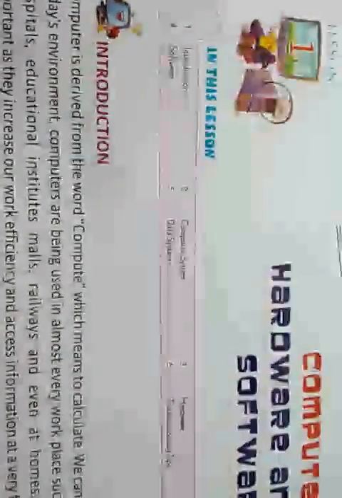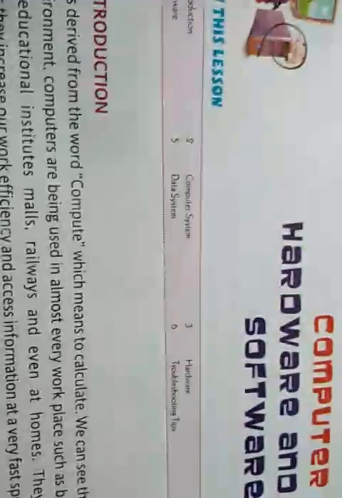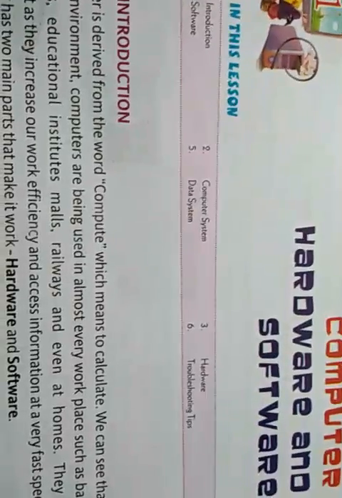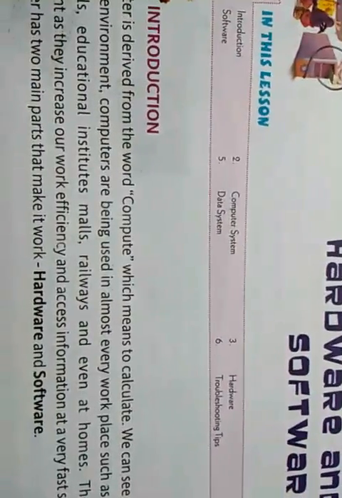Good morning students. Today I am revising a chapter, computer hardware and software. A computer is a combination of two major things. Number one is the hardware and second is the software.